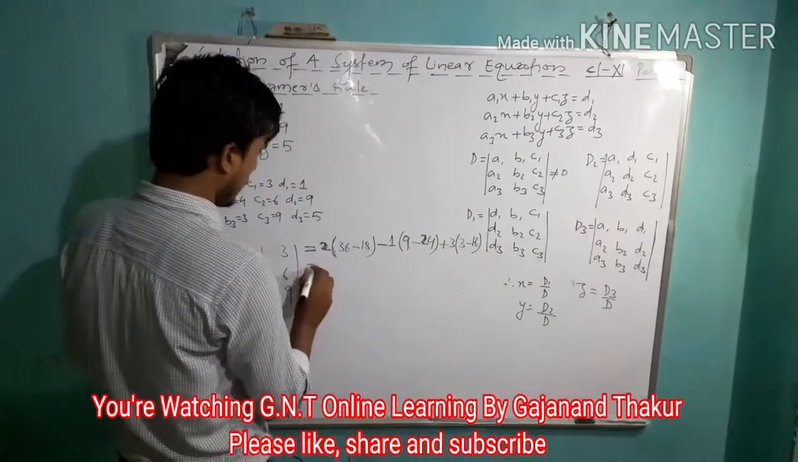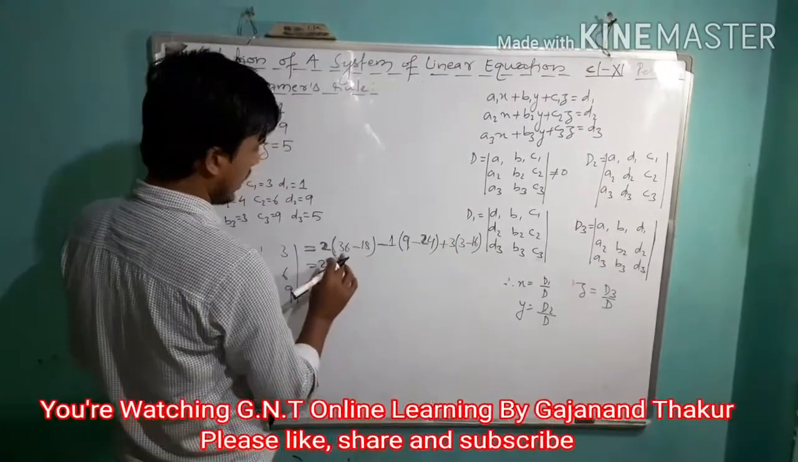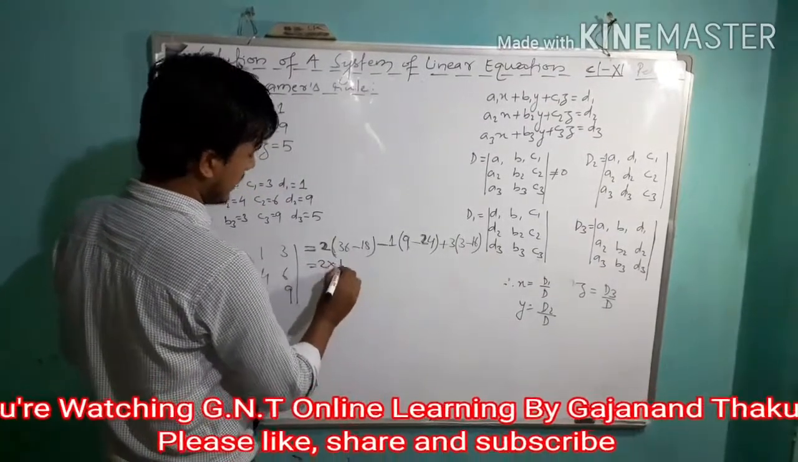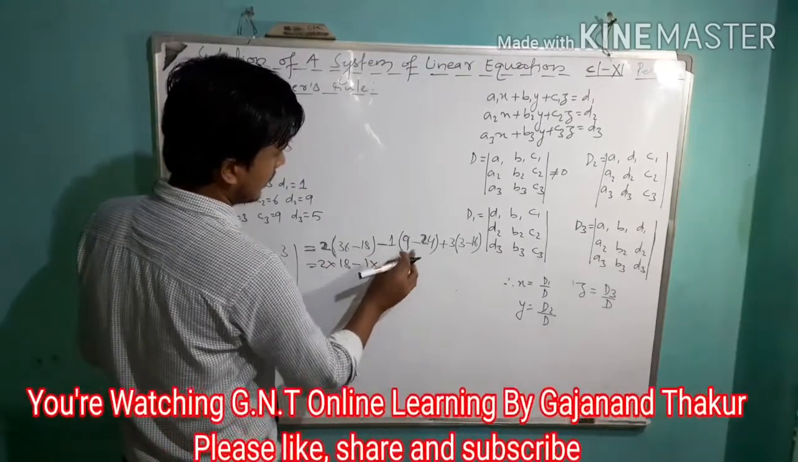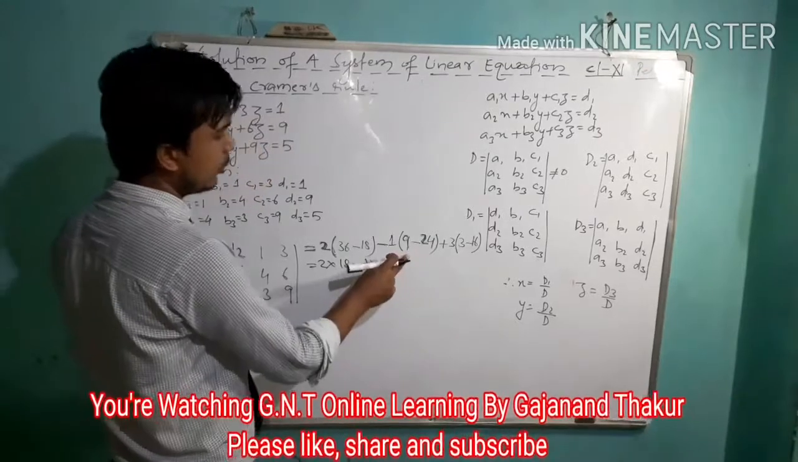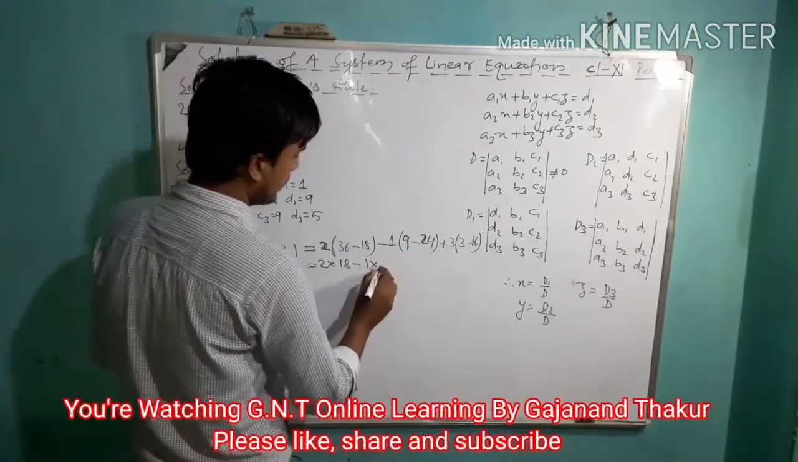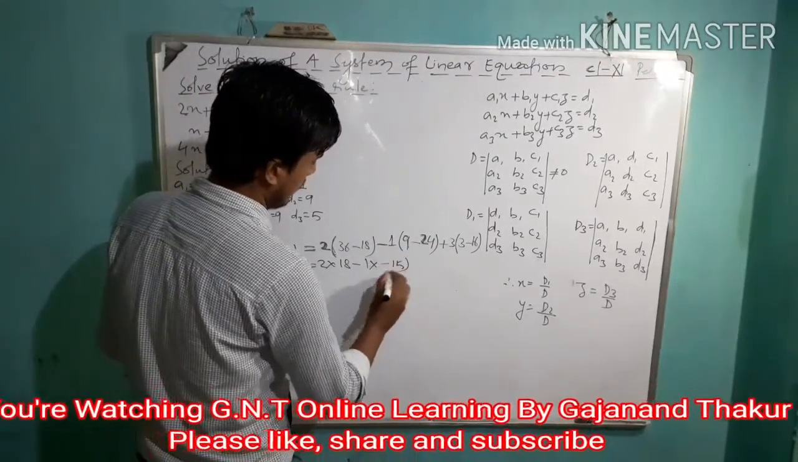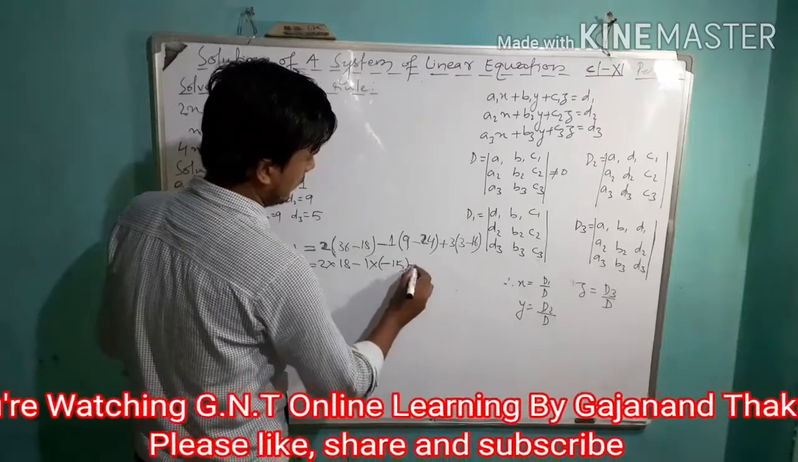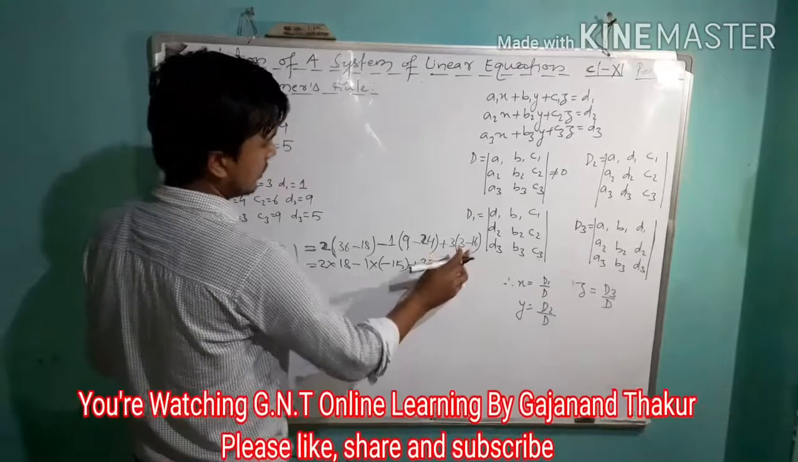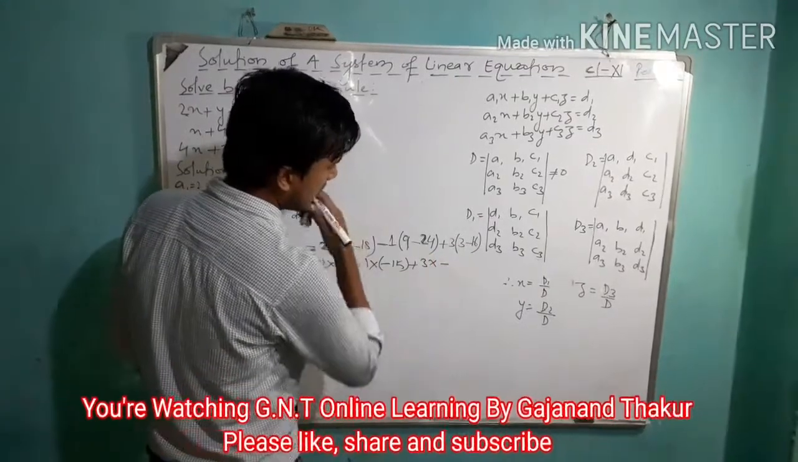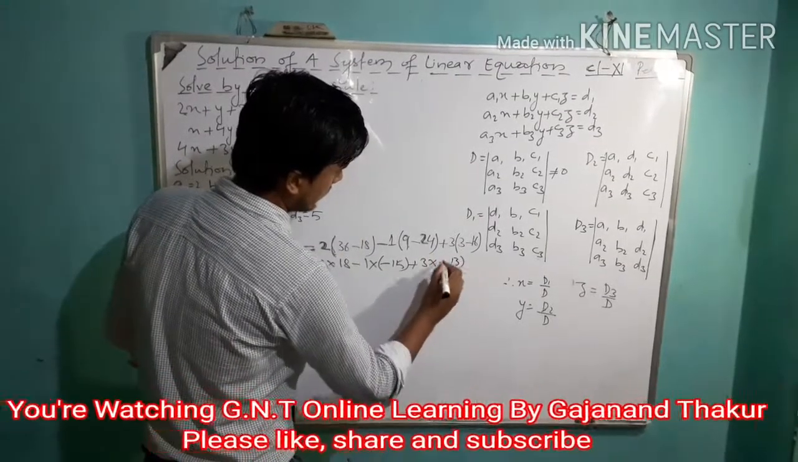Now let's see here, what will we have: 2 into 36 minus 18, we'll get here 18, right? Minus 1 into 24 minus 9, how much will we have here? We'll have here 15, right? Minus 15, plus this 3 into 3 minus 16, so how much will we get here? We'll get here minus 13, right?